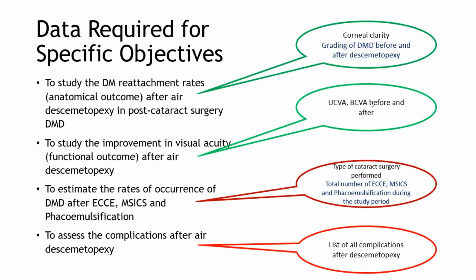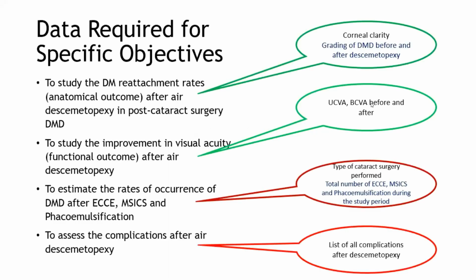So are these data sufficient, or do you need more information? These are very basic data that you have taken from the case sheets. Apart from this, what other information do you think is needed from the case records? Yes, very good. First one, patient demography. You want to tell whether Descemet's membrane detachment is more common in older people or younger people, right? Whether the outcome of Descemetopexy is better in older people or younger people. For this, you need the basic demographic information.